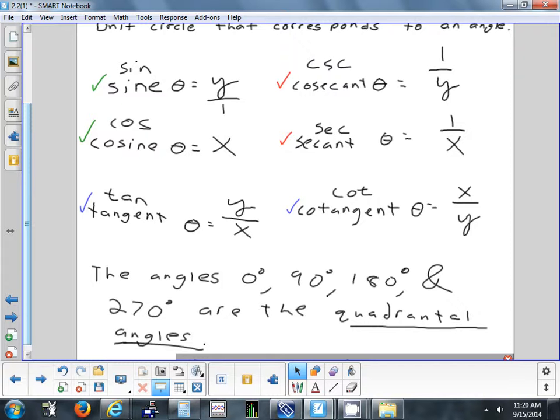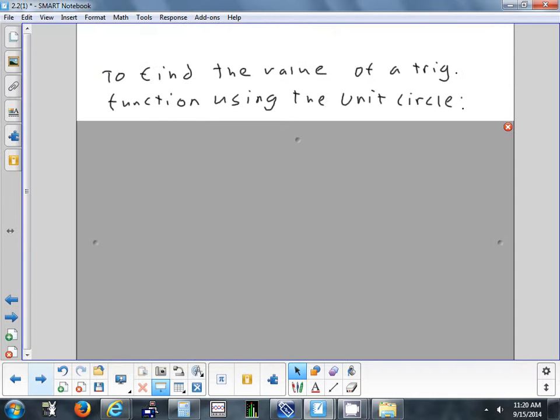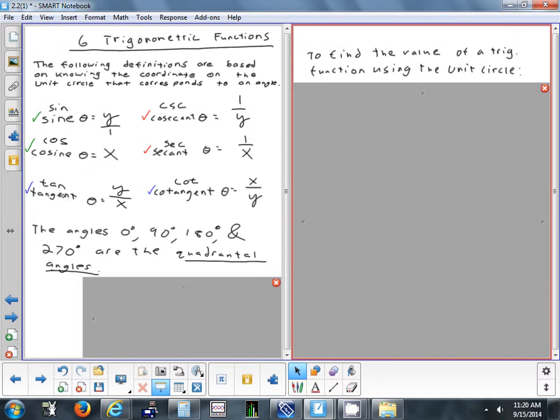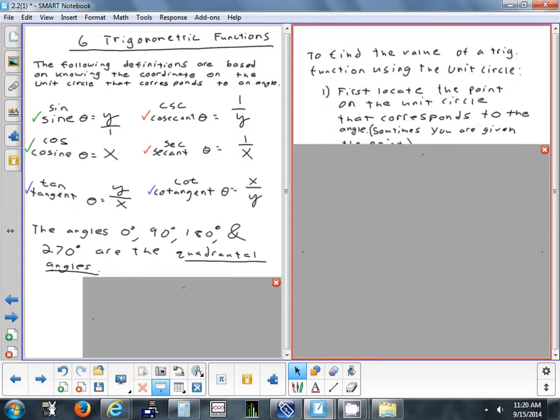Any question on that? Quadrantal angles or the 6 definitions? Okay. So how do we use the definition to actually find a trig function? Well, first thing you're going to do, if you're going to use one of those 6 definitions, you have to be able to find the coordinate. If you can't find the x and the y value, you can't do any of these 6 formulas. So you have to be able to locate the point on the unit circle, the coordinate that represents the angle you're trying to work with.